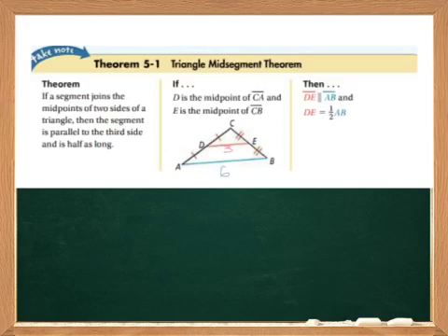But we know that they're parallel as well. So we can use alternate interior angles, corresponding angles. For example, these two angles would have to be congruent because they're corresponding.